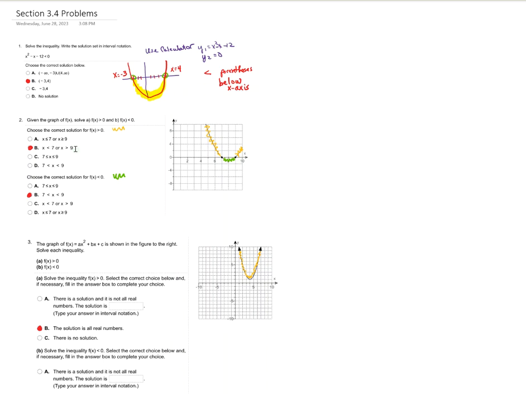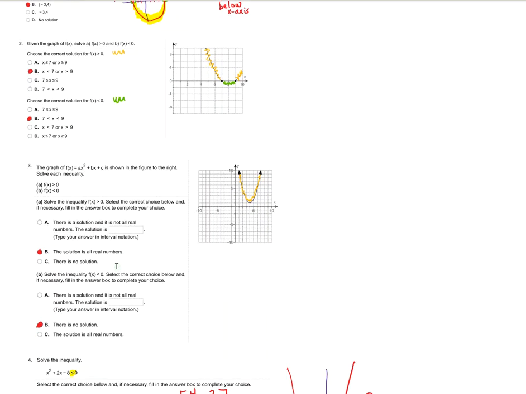So that's this one. For where is it less than 0, it's from 7 to 9, and you can write that as x is between 7 and 9. So x is greater than 7 but less than 9. And the easiest way is to think x is between those two with less thans written there. All right, number 3.